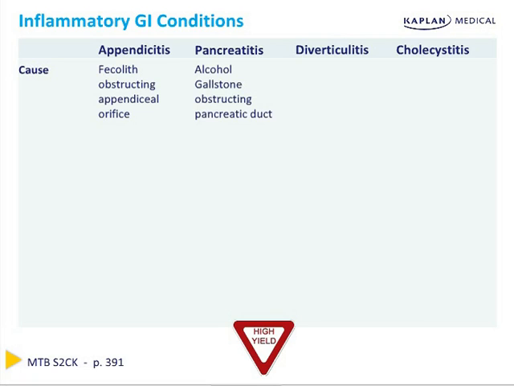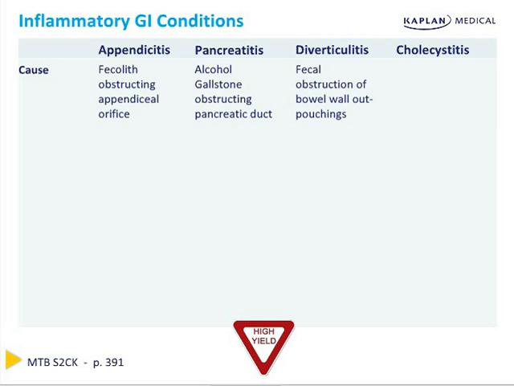In pancreatitis, alcohol abuse is the most common cause of chronic pancreatitis, and it is thought that alcohol leads to premature activation of pancreatic enzymes within the pancreas. The most common cause of acute pancreatitis is impaction of a gallstone into the pancreatic duct, preventing the passage of pancreatic enzymes.